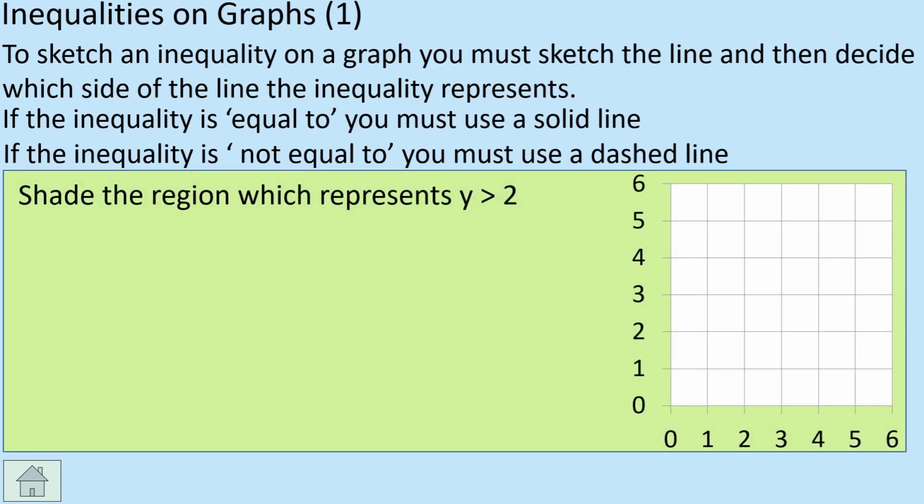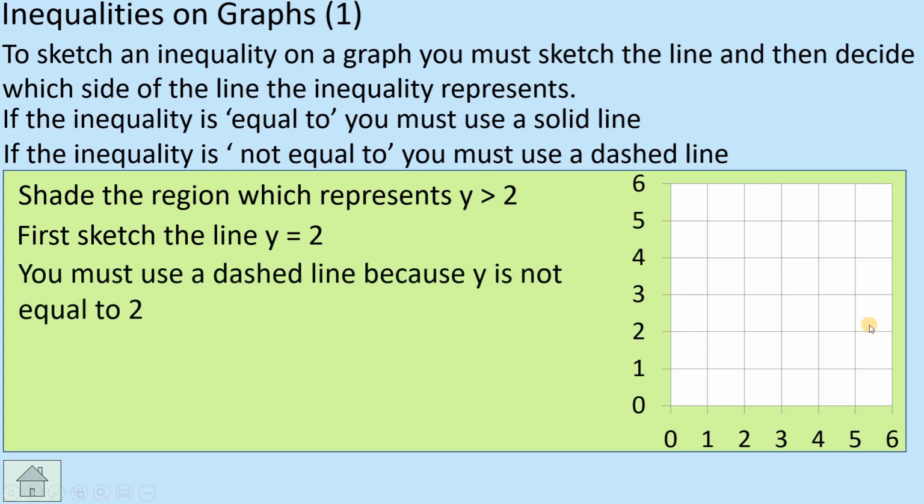So we're going to shade the region which represents y is greater than 2. The first thing is, here we're looking at greater than 2, so we know this is going to be a dashed line, but we are going to plot the line y equals 2. Well, y equals 2 is a horizontal line which has a height of 2, so we find the 2 on the y-axis and we draw a horizontal line straight across there, because all the y coordinates are 2 on that particular straight line. And remember it's going to be dashed because it's just greater than. Okay, so that's the first bit. We've got the line which represents y equals 2, but it's dashed.